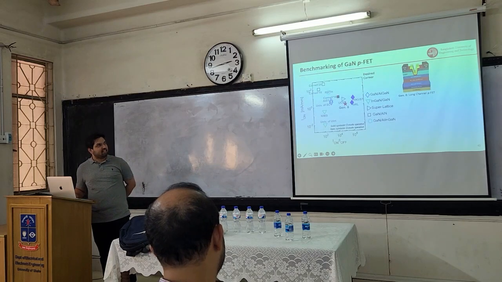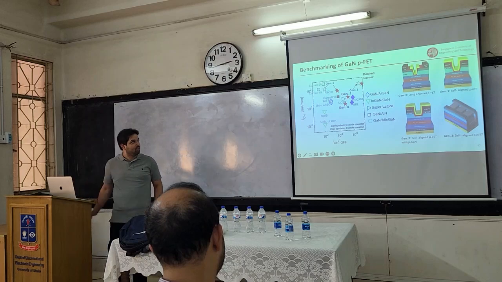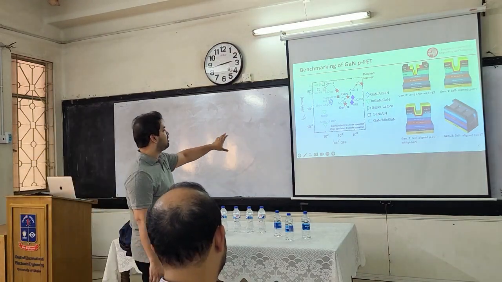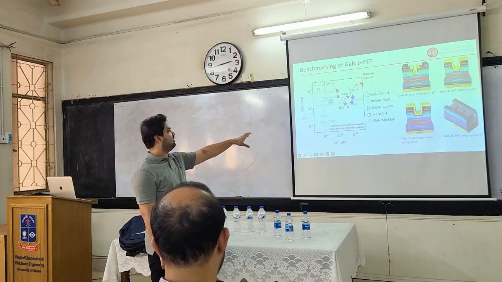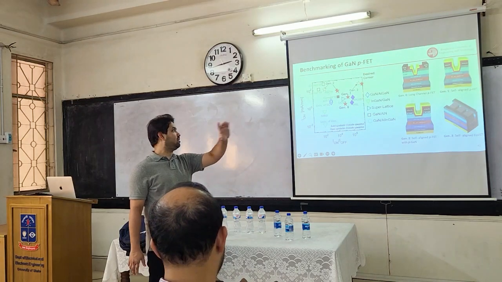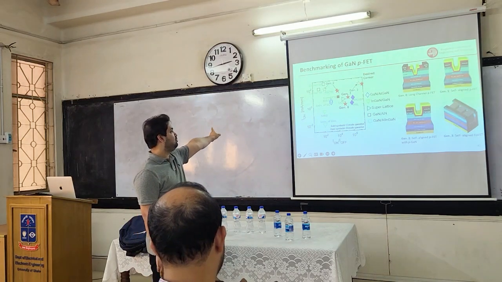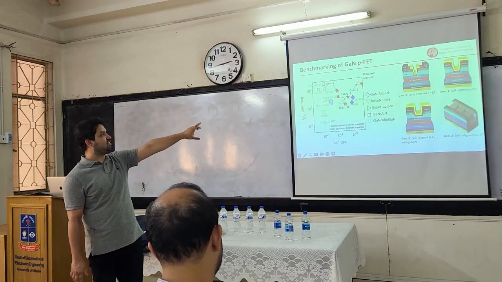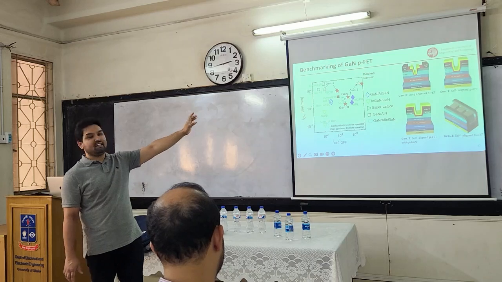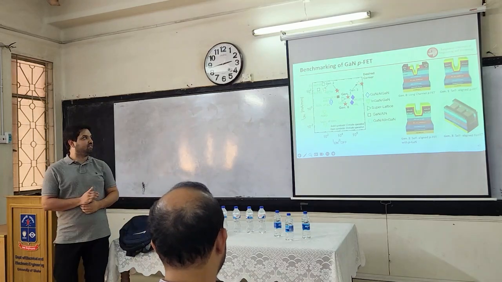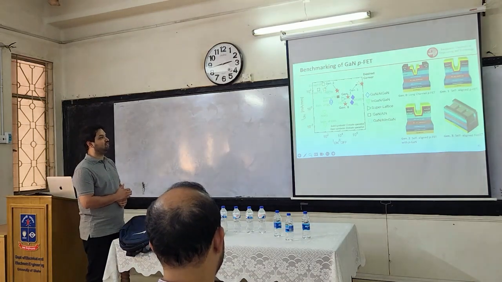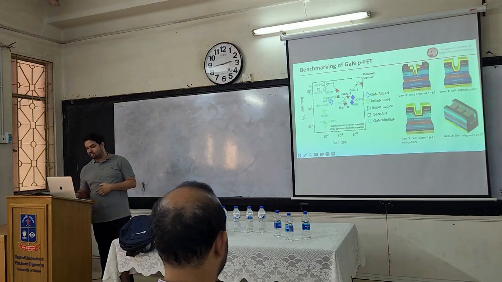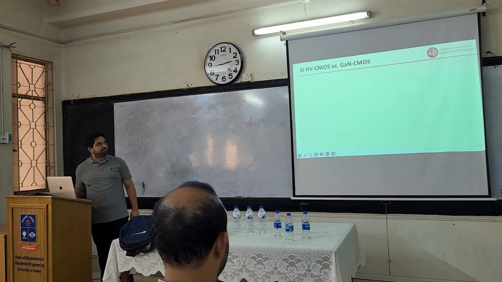So now let's benchmark our devices. There are different parameters, but we choose the two most important ones, on current and on-off ratio. We want the on-off ratio to be as high as possible, and the on current as high as possible. If you look at all the demonstrations, the red star is basically our device. I think we still hold the record of having the highest current density and highest on-off ratio.